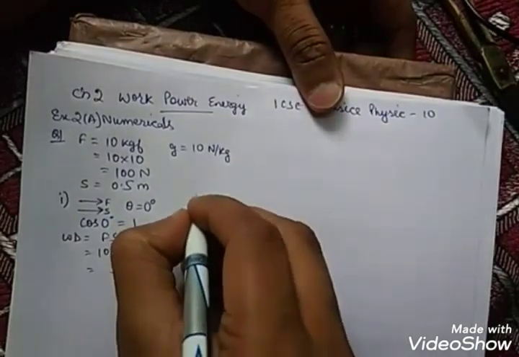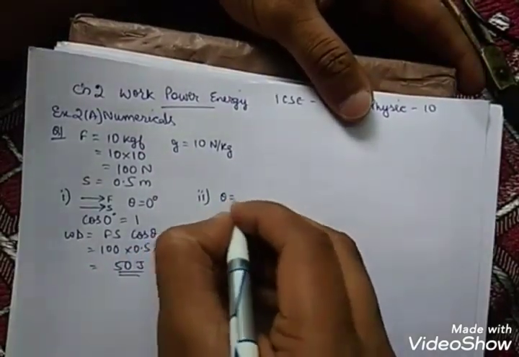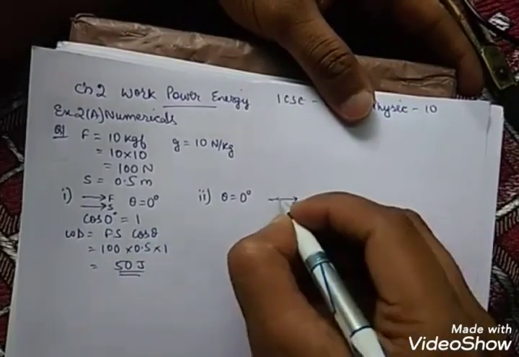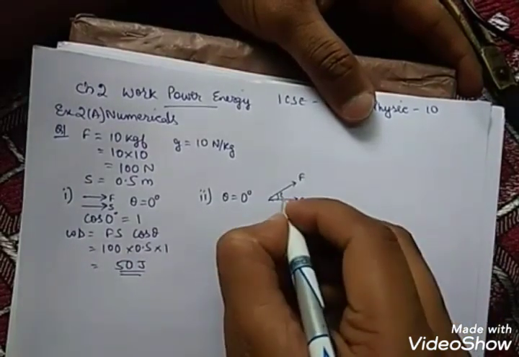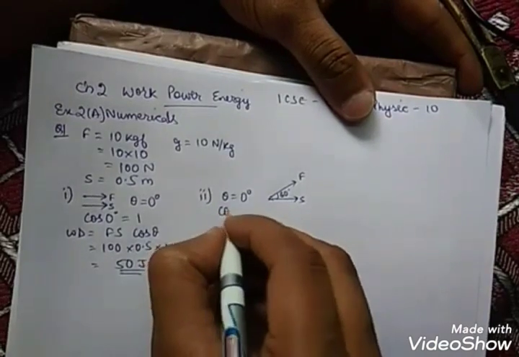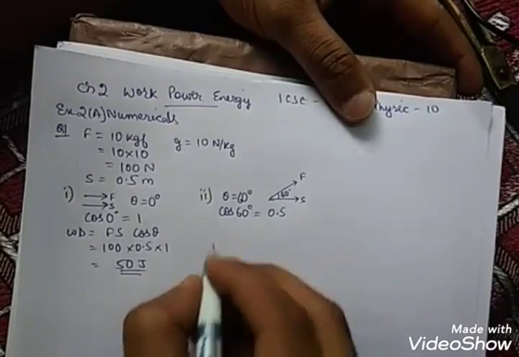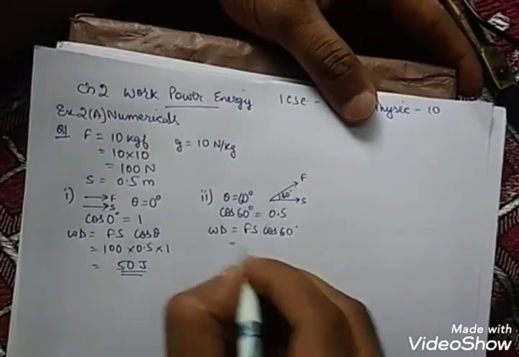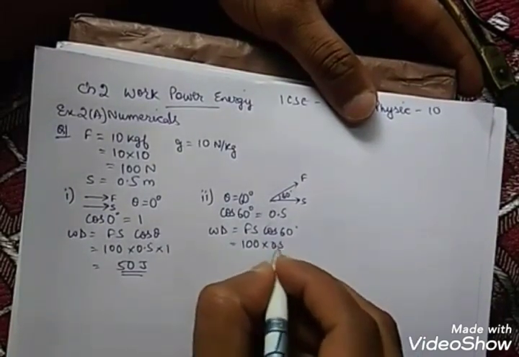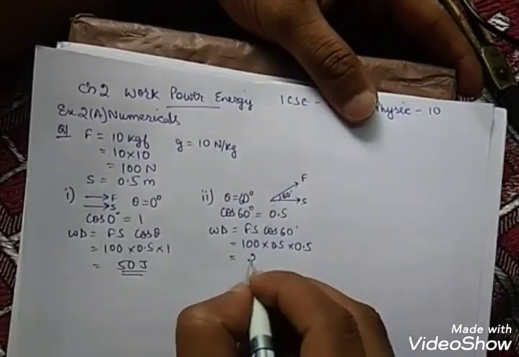Second point, let us see. At an angle of 60 degree means theta is equal to 60 degree. The force is this side and the displacement is this. This is 60 degree, it is given. So cos 60 degree is equal to 0.5. So work done is equal to Fs cos 60 degree. So 100 into 0.5 into 0.5, that is equal to 25 joule.